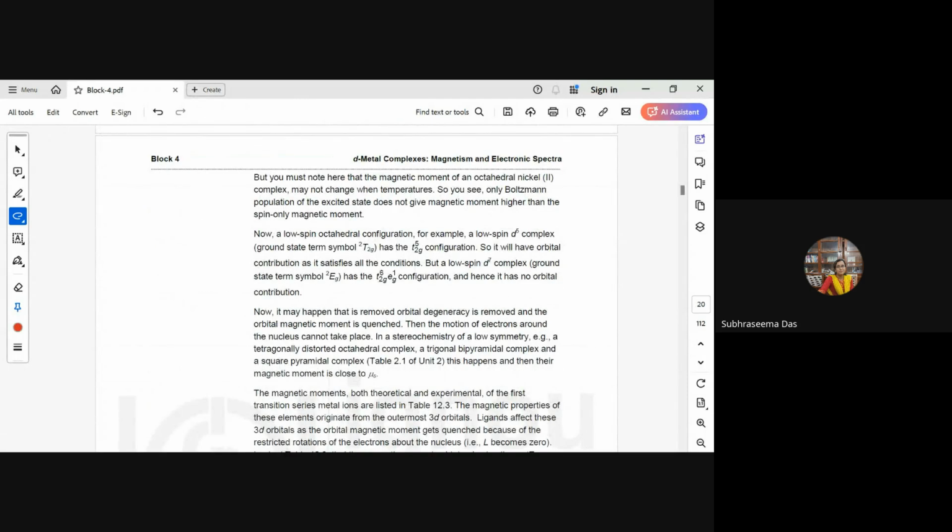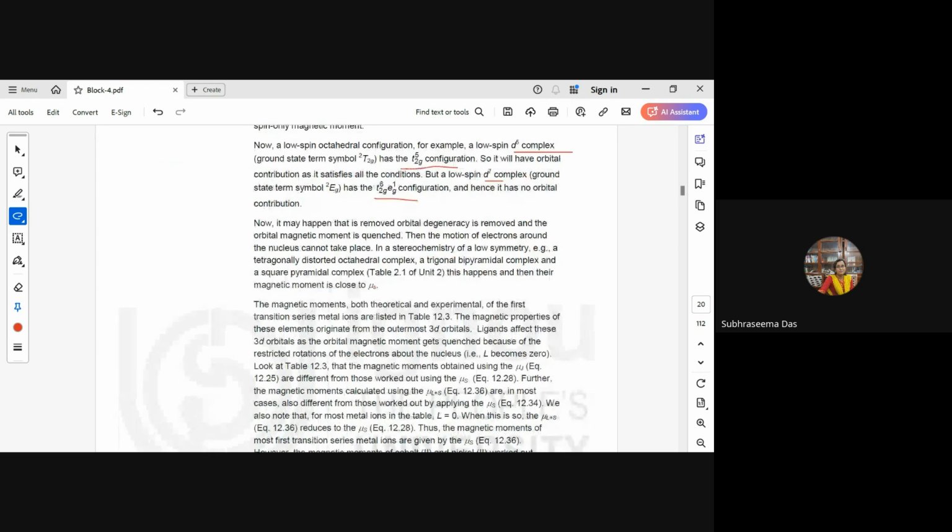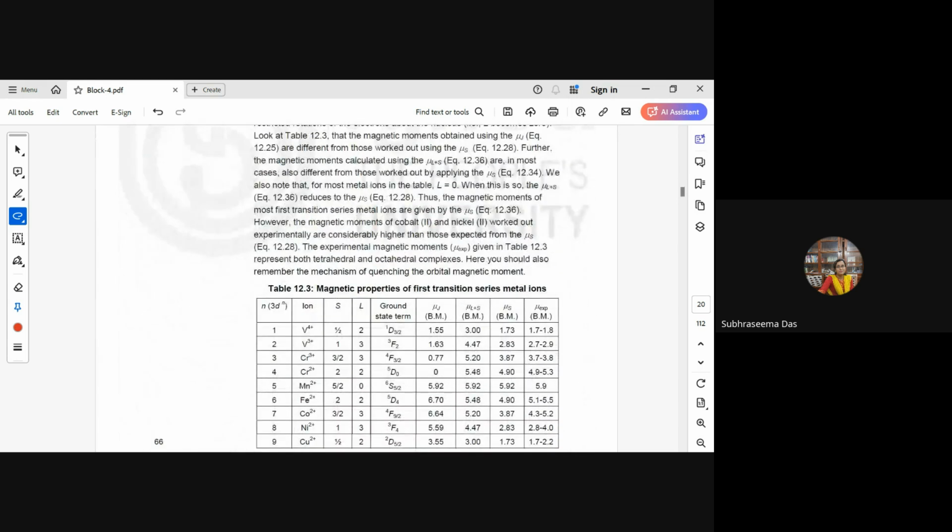For a low spin octahedral configuration, like a low spin d5 complex, it has the t2g5 configuration, so it will have an orbital contribution because it satisfies all the conditions. But when we talk of a d7 complex, it has t2g6 eg1 configuration. Hence, it has no orbital contribution because one electron is now in the eg level and t2g is full. So this is how we calculate the mu effective.